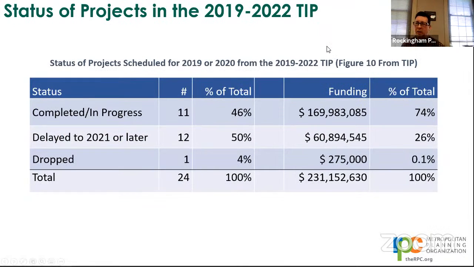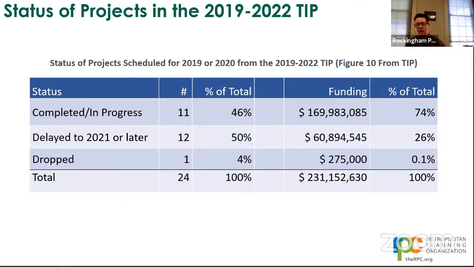One of the pieces that's included in the TIP each cycle is a look back at the previous iteration to see how we've done in terms of implementing projects. In the previous TIP, there were 24 projects that were scheduled. We look at the years that are dropping out of the new TIP and see what projects in those 2 years moved forward as scheduled.